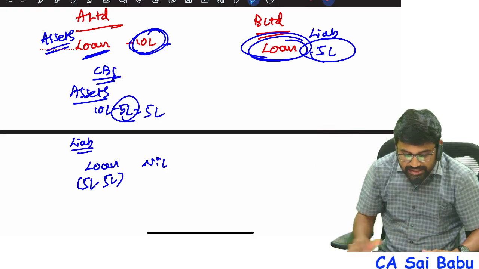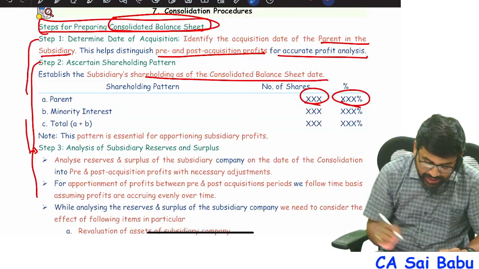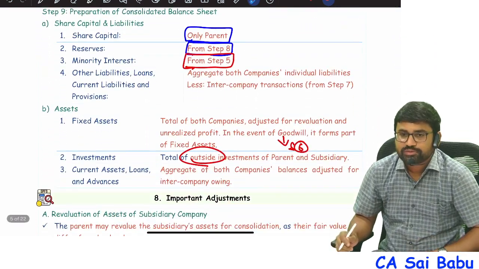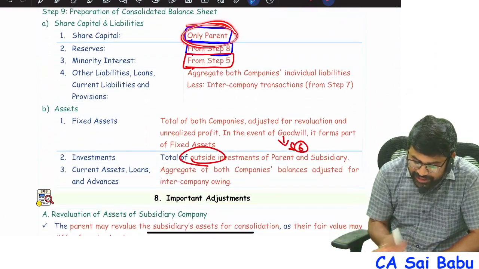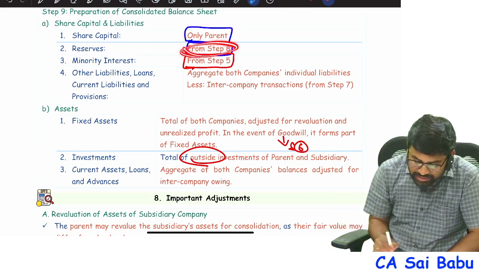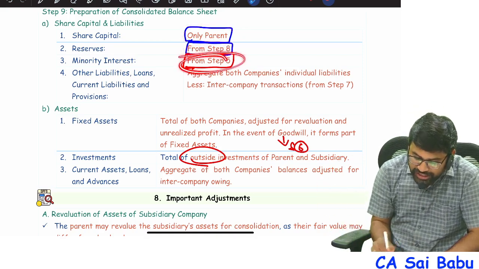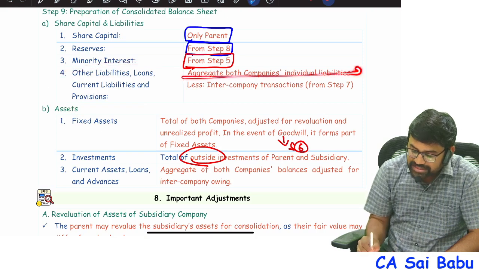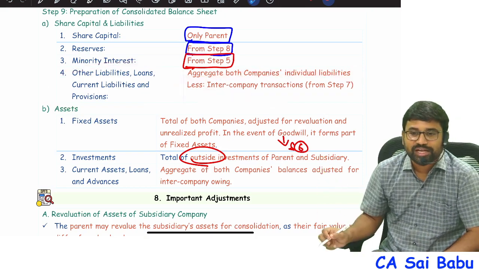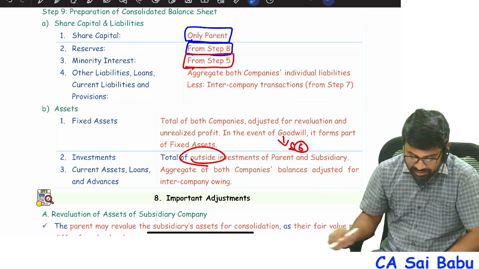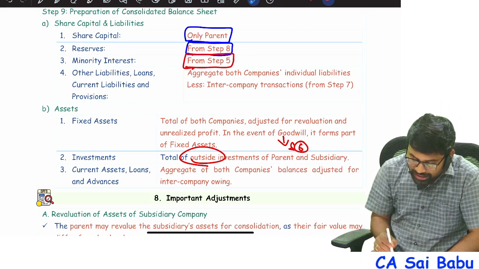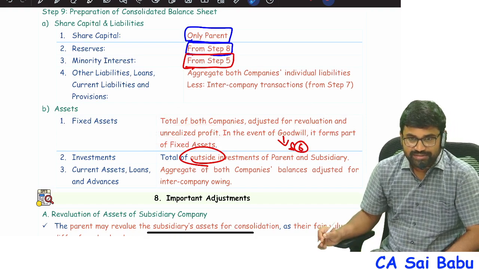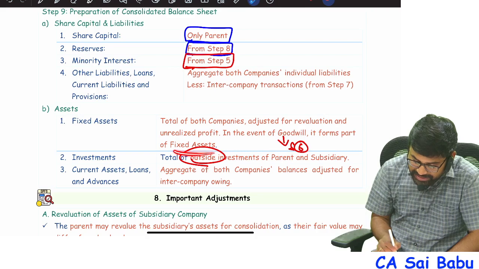And last step, preparation of consolidated balance sheet. In preparation of consolidated balance sheet, already I told you, share capital, always which company share capital we need to take? Parent. Reserves, step number 8. Minority interest, step number 5. And any liabilities, both the companies' liabilities minus intercompany transactions. Intercompany owings eliminate. Fixed assets, same. Both the companies' assets will be added, and any unrealized profit, any revaluation adjust, and also any goodwill comes in step number 6, take it.